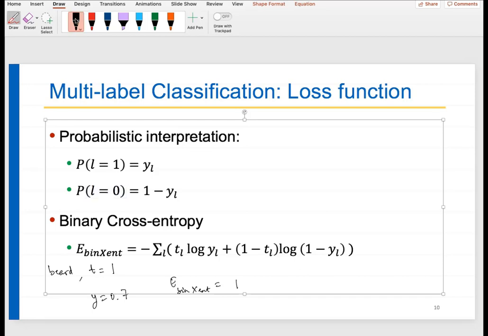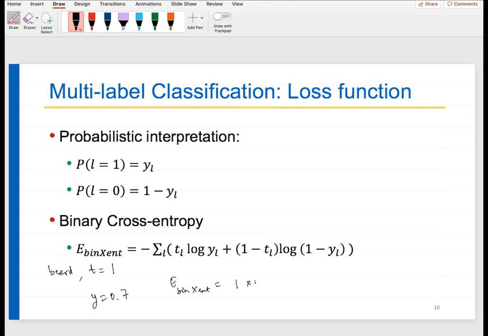Okay, so let's say my t is 1 and my y is 0.7. Yeah, I think you're right. If you want to have probabilistic interpretation, then what you're saying is correct. So this TL is 1, and what is my YL? YL is 0.7. So it is log of 0.7, basically.